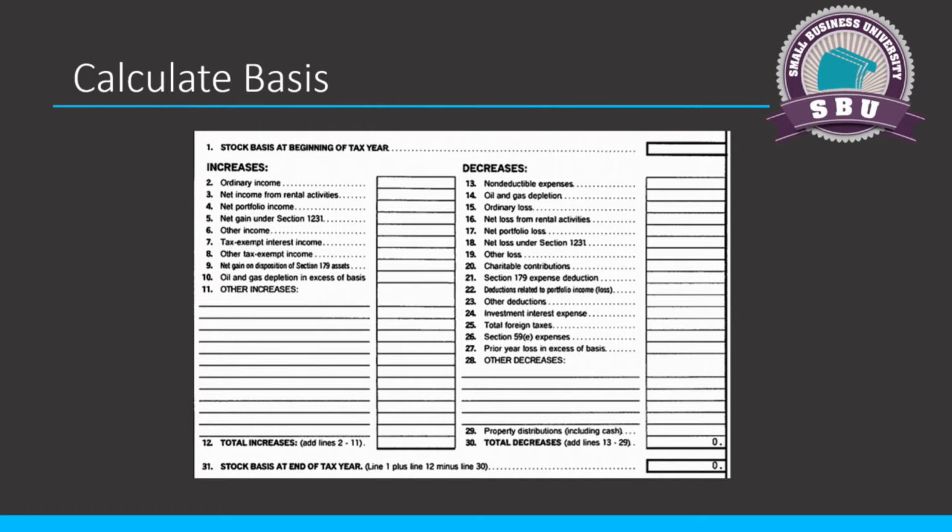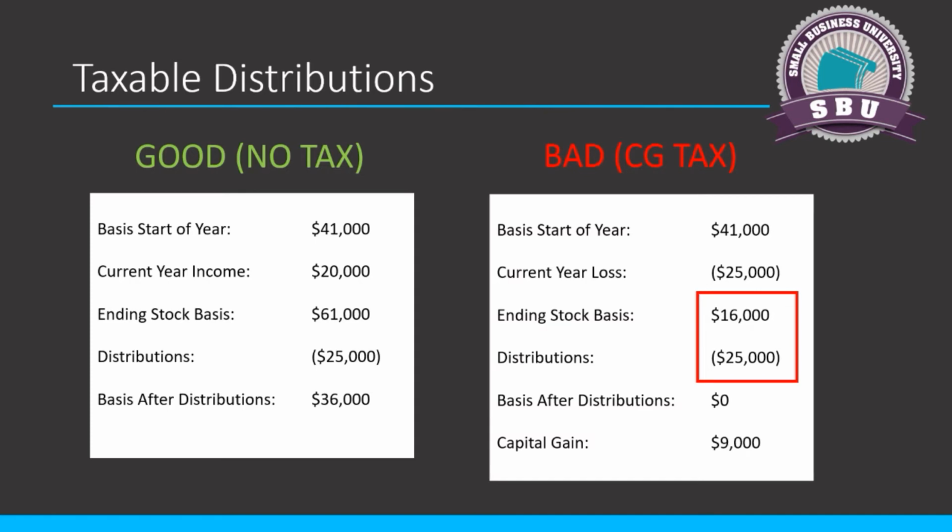So most S-Corps have basis at the end of the year. Then we take a look at what their distributions were. Now, keep in mind, we're not talking about payroll, okay? We talk a lot about payroll in other lessons. We're not talking about payroll here. We're talking about the actual distributions from the S-Corp that are exempt from self-employment tax, okay? When you have enough basis, those distributions reduce basis further. But so long as your basis doesn't go negative, everything's fine. And you move on to the next year.